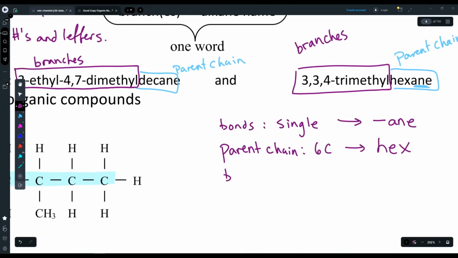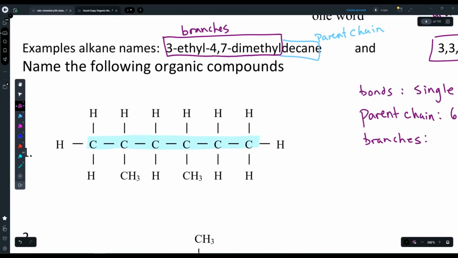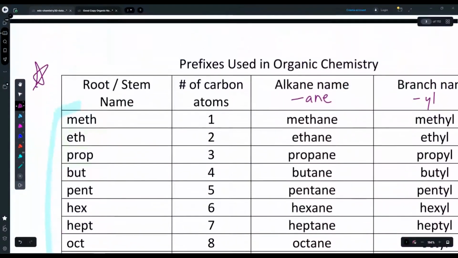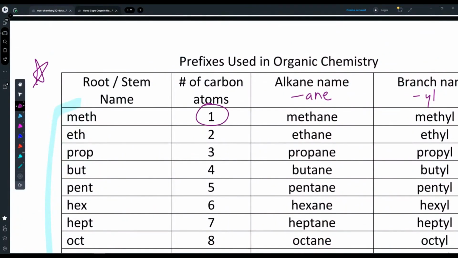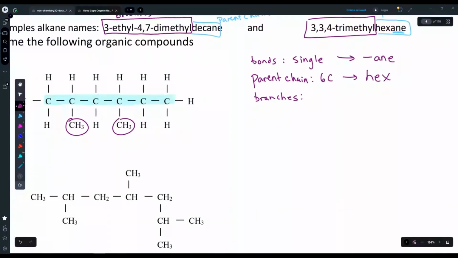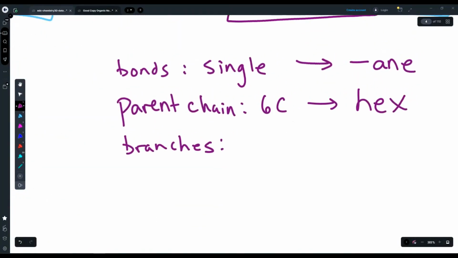Okay, let's deal with the branches. So our branches are right here and here. So we have 2 branches, and in each of them, there's only 1 carbon. Now the stem name, that means only 1 carbon, that's going to be meth. And because they're branches, we're going to use that YL ending. Okay, so let's write this out.